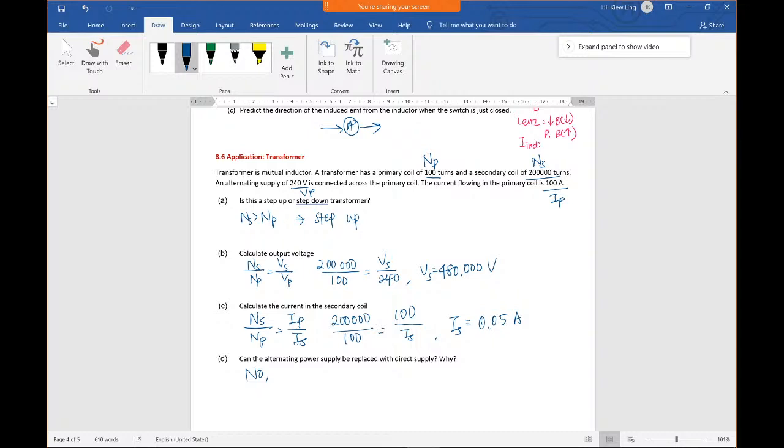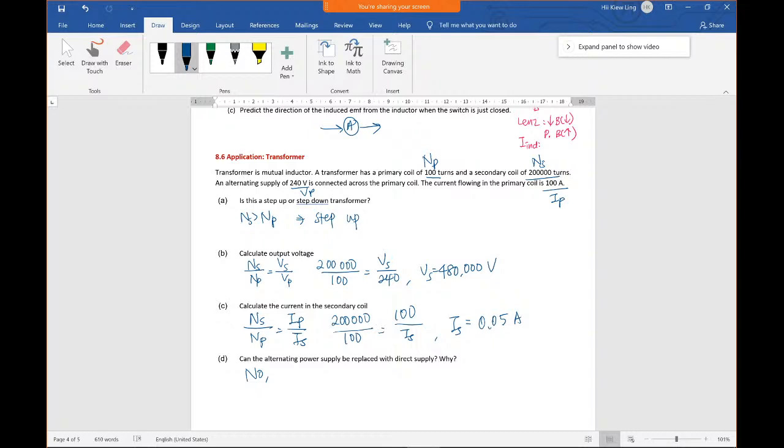Then the transformer can only be worked under direct current, because when you turn on and off the switch, you get a change in the magnetic flux through the primary coil, right? Okay, so technically yes, you can do it, but you have to put in extra effort.